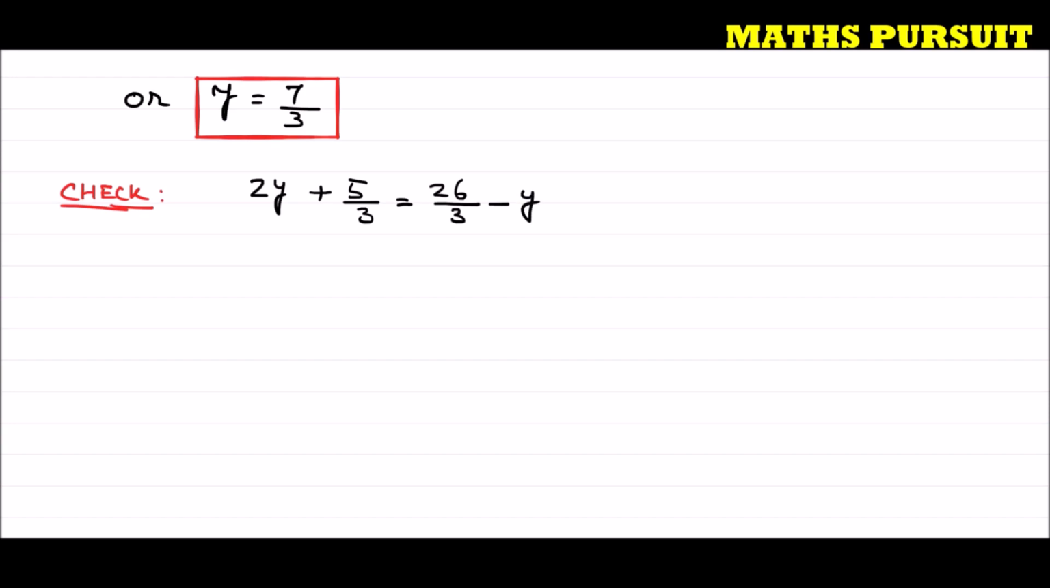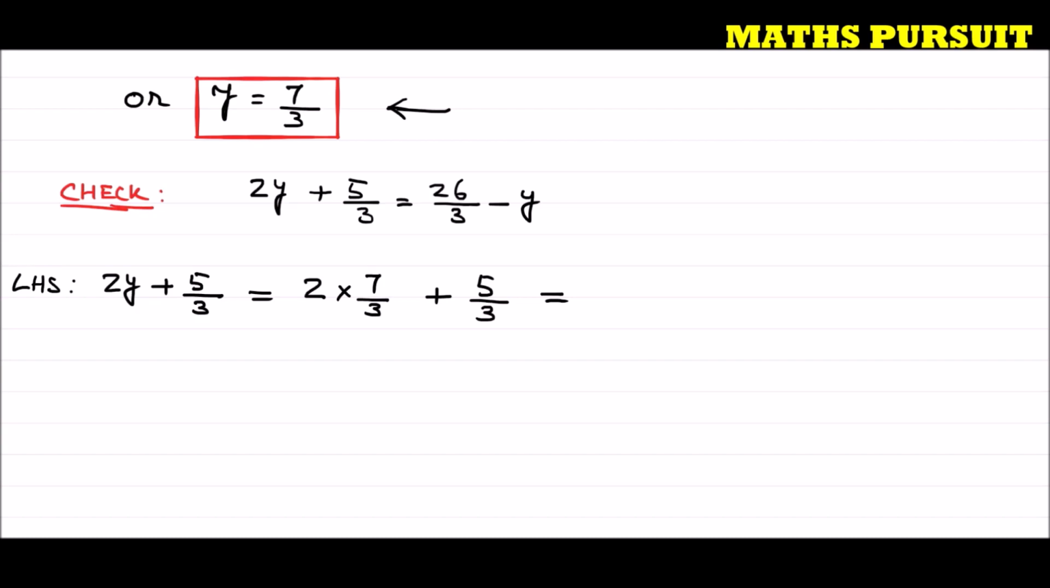Now, let us first of all solve the left hand side. The left hand side of the equation is 2y plus 5 upon 3. That is equal to, I can write, 2 into 7 upon 3 plus 5 upon 3, just replacing the value of y. Here we got the value of y as 7 upon 3, so I replace the value of y with 7 upon 3.